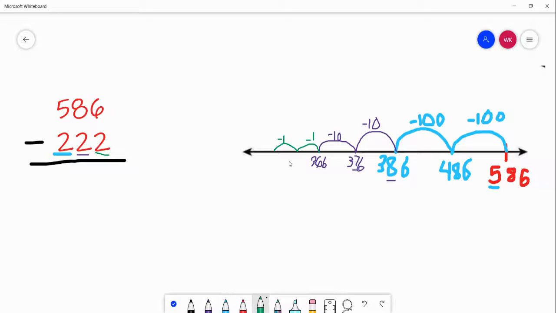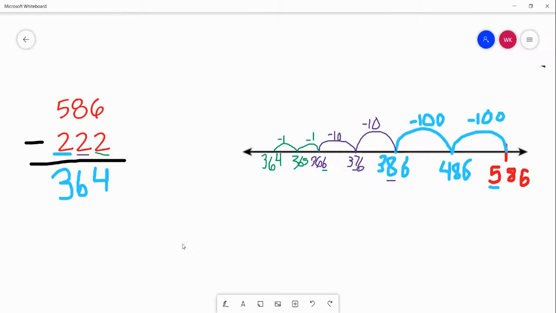So 366 minus 1 gives us 365, because you're just subtracting 1 from the ones place. And then 365 minus 1 equals 364. And there's no other place values that we need to subtract. So our answer for 586 minus 222 is 364.